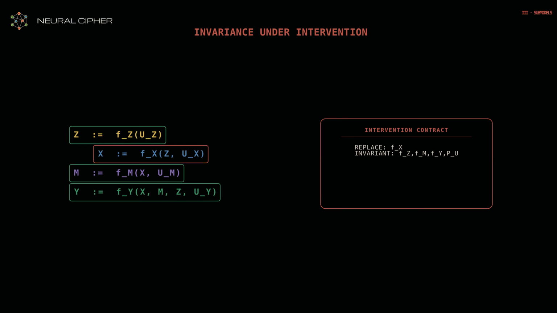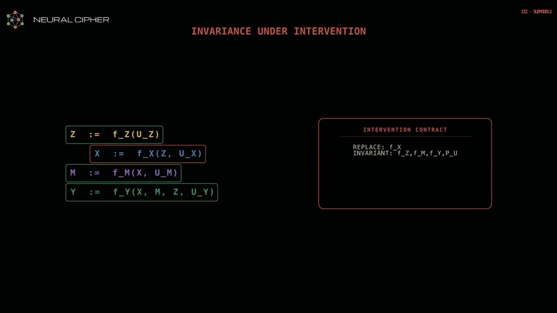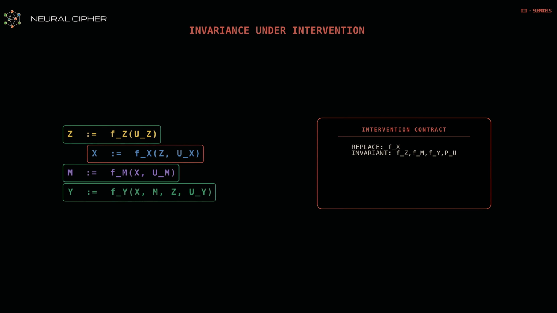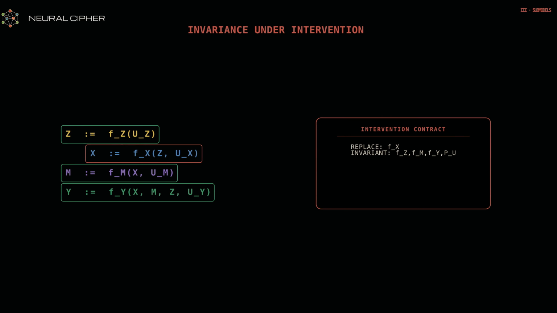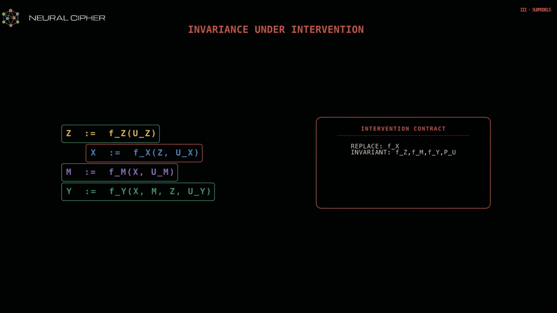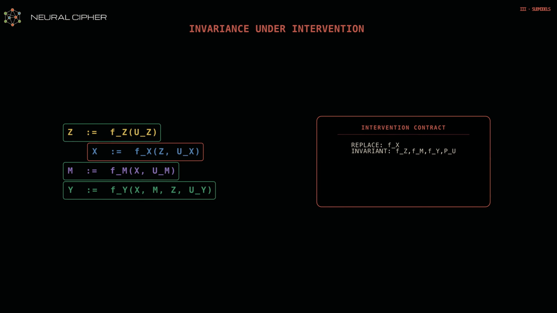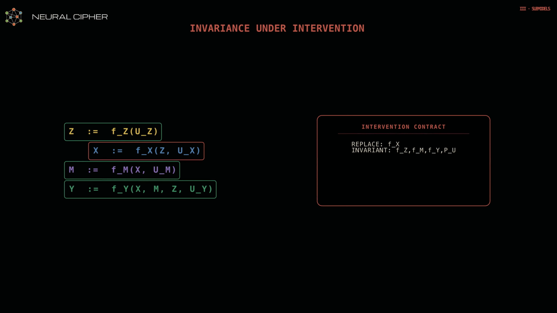If setting X also changes the mechanism for Y through an unmodeled route, then the proposed submodel is wrong even if the observational equations fit perfectly. Intervention semantics therefore consist of both a replacement rule and an explicit claim about what remains invariant.